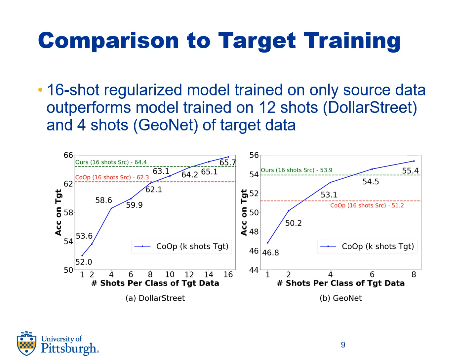We also compare our regularization to directly training on a few shots of target data. A 16-shot regularized model trained on only source data outperforms models trained on 12 shots of target data for Dollar Street and 4 shots of target data for GeoNet.